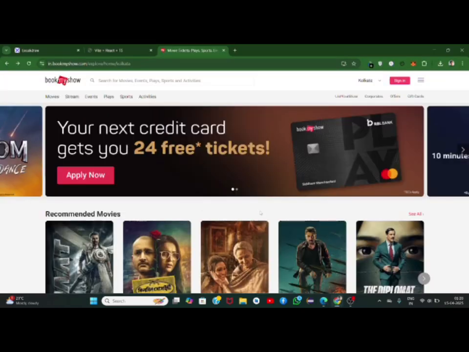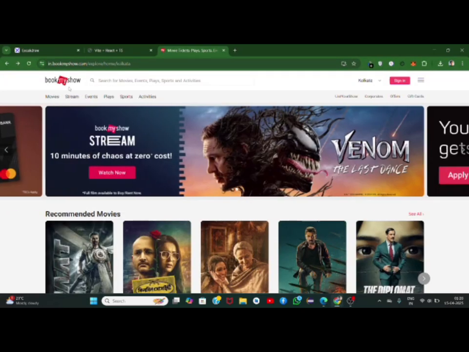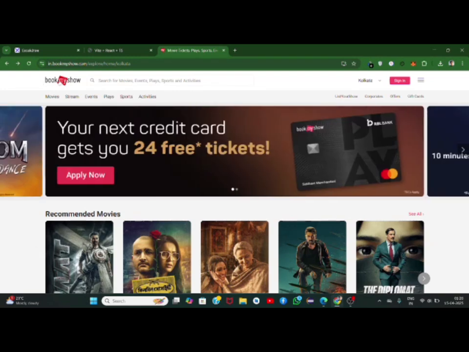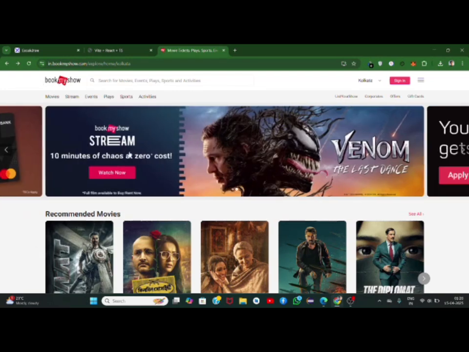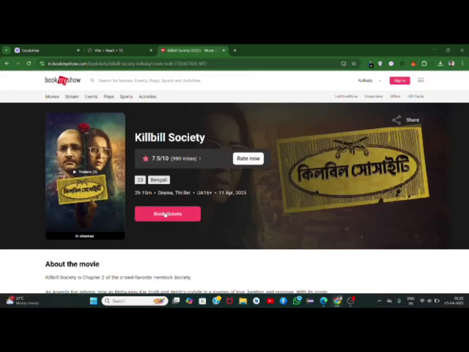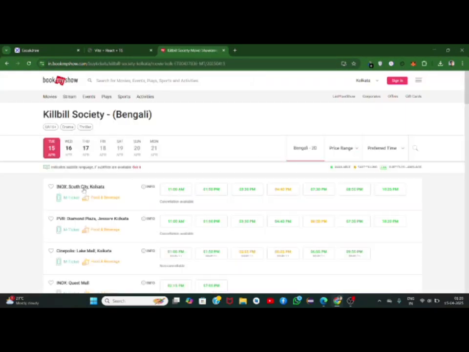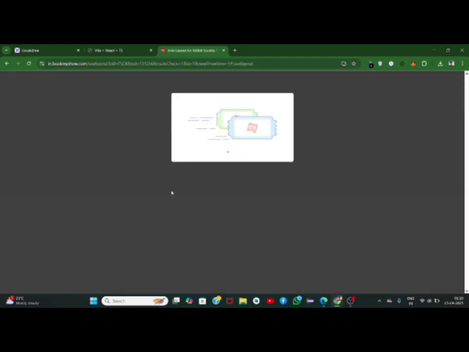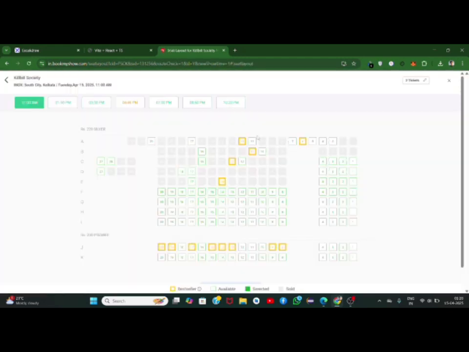There is a very popular website known as BookMyShow, and there are various websites for ticket bookings, right? So let's try something. Let's try to book a movie. Let's select a movie. I'm selecting a theater and a particular time. Let's see what's happened. We can see different seats available.